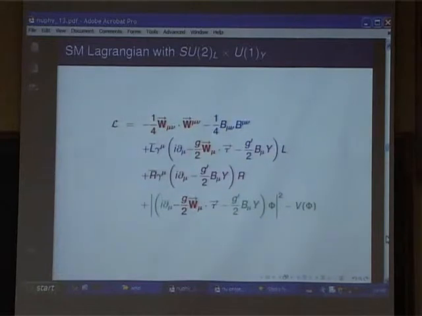This is what we got. We added this term here. R did not get the term because all the R fields had isospin equal to 0. And even for phi, since phi is also a doublet, phi plus and phi 0, you get this. So this is the Lagrangian that we have through gauge invariance.